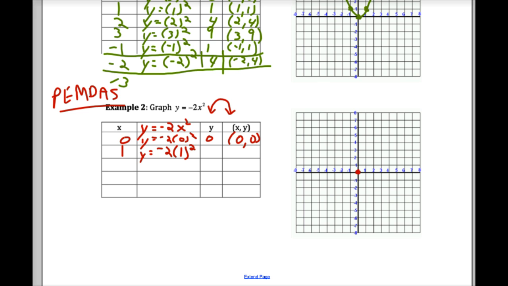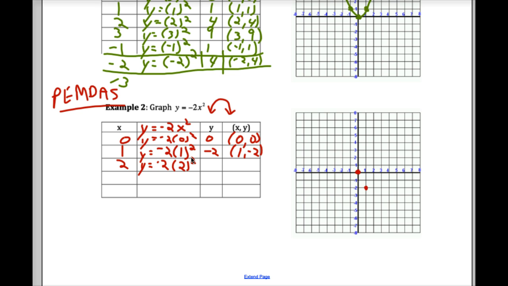Let's square our 1. That's 1 times negative 2, so it does make negative 2. So the point (1, negative 2) is here. And notice we're going down. It's going down instead of going up. Okay, let's try 2. Y equals negative 2 times 2 squared.